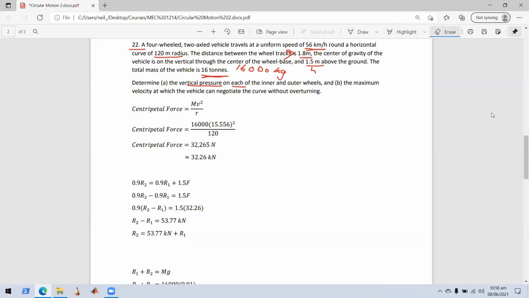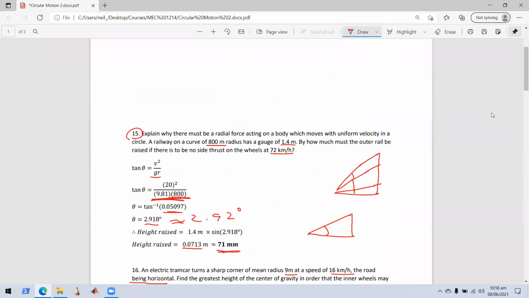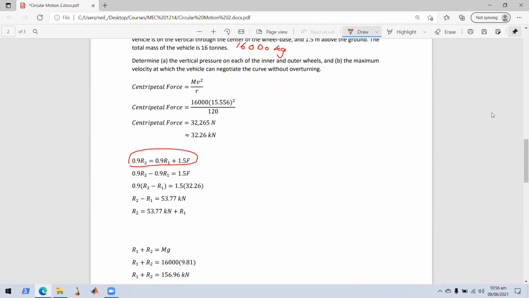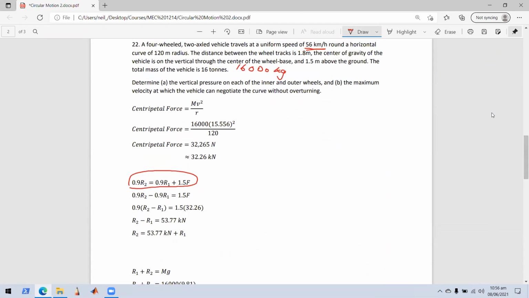So first things first, let's go ahead and find centripetal force. We know the vehicle is traveling at a certain speed, and we can find these forces on the different tires by using moments. So if we find centripetal force, then we can use our same moments equation that we were developing for number 13, and just plug our values in. So centripetal force, mv squared over r. Of course, we need to convert this into meters per second.